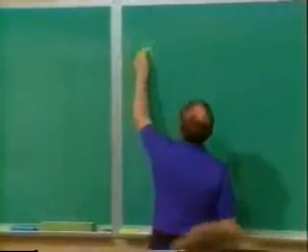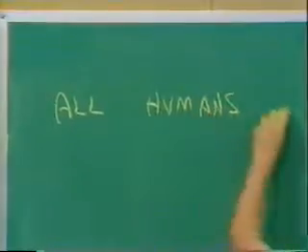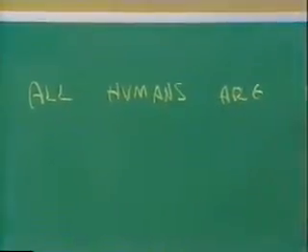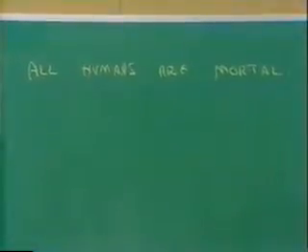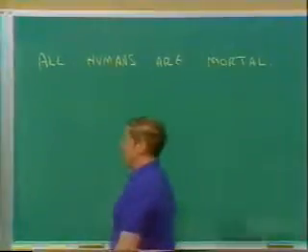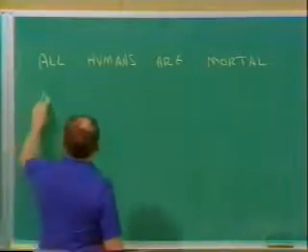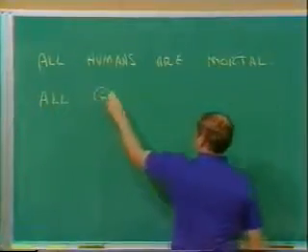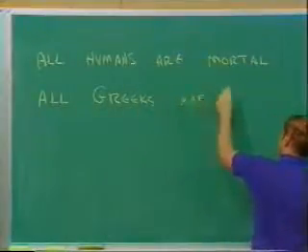Let's see, I'd say all humans are mortal. Right, so it's pretty classical logic. And then maybe we'll continue in the very best classical tradition. We'll say all, let's make it really classical. All Greeks are human.